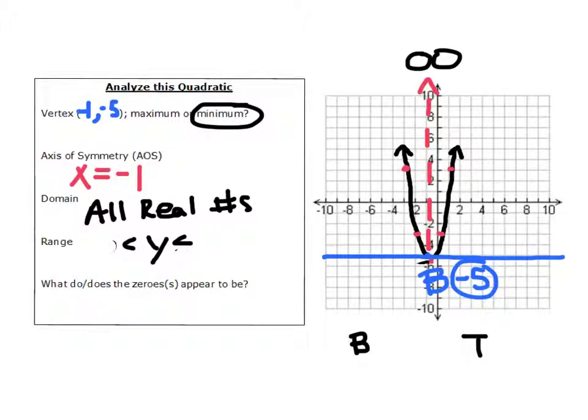It should be -5 is less than or equal to y, which is less than infinity. Number on top goes at the end. Okay, so what do our zeros appear to be?